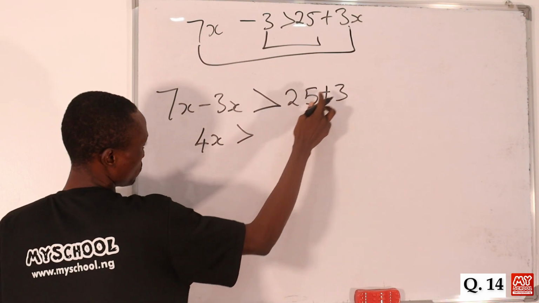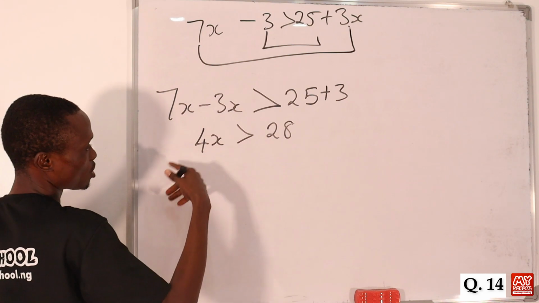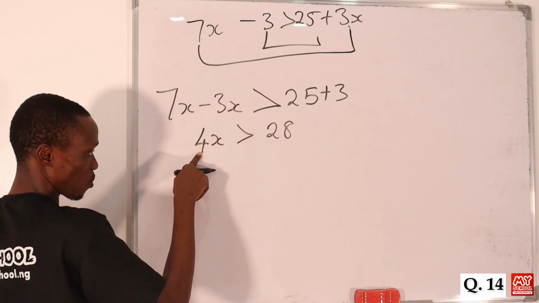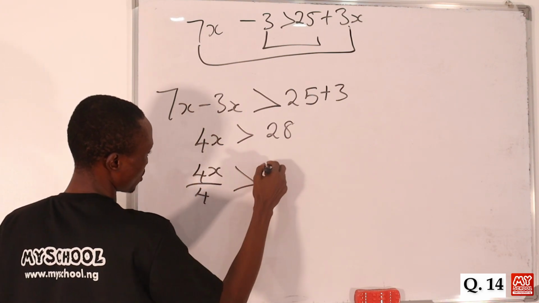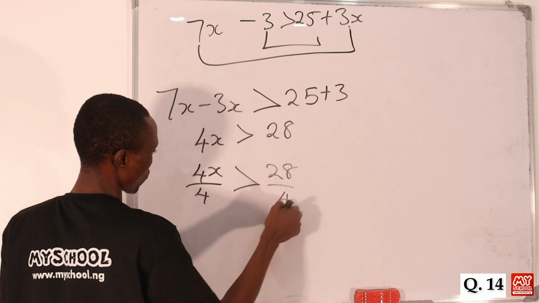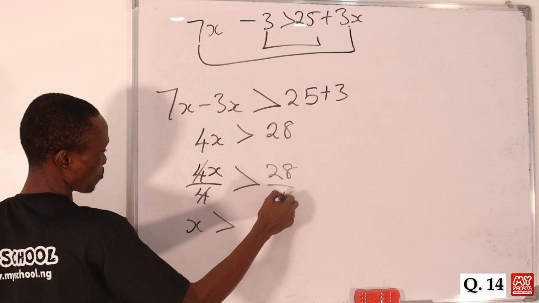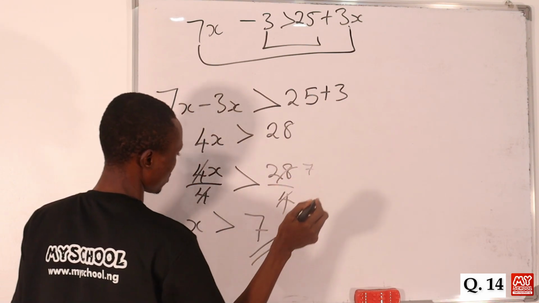If we add 25 to 3, that will give us 28. Okay, so since we are looking for s, we simply divide both sides by the coefficient of s, which is 4. So you'll be having 4s divided by 4, then it's greater than 28 divided by 4. So 4 cancels out 4, so s is left, is greater than, then 4 here is 1, 4 here is 7. So s is greater than 7.